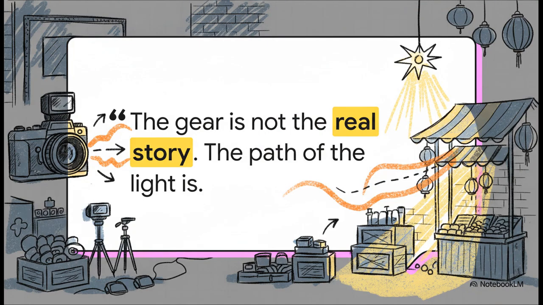There's this core truth in product photography that I just love. The gear is not the real story. The path of the light is. Think of it kind of like walking through Karachi's solder market at night. The exact same market stall can feel completely, totally different depending on whether the light is spilling out from a bright shop front, maybe bouncing off a nearby wall, or just coming straight down from overhead. The objects? They didn't change at all, only the way the light reached them did. Product photography works the exact same way.